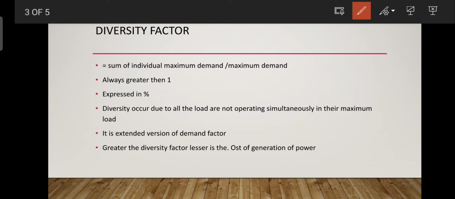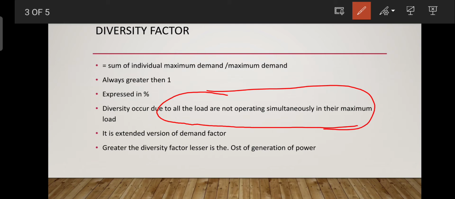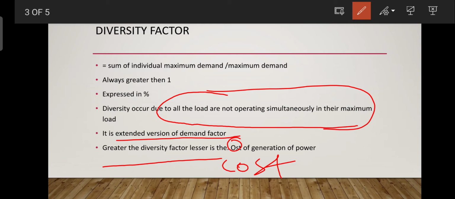Diversity factor occurs because all loads do not reach their maximum simultaneously. So it is an extended version of the demand factor. The greater the diversity factor, the lesser is the cost of generation of power. So it is complete.